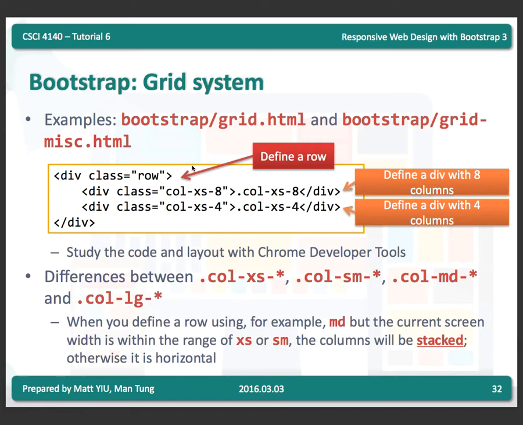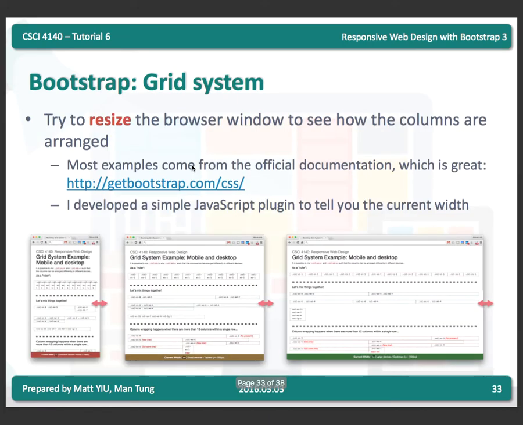And you need to put your columns into a row, a class called row. This is used to define a row of your web page. Okay, and I already showed you this example.